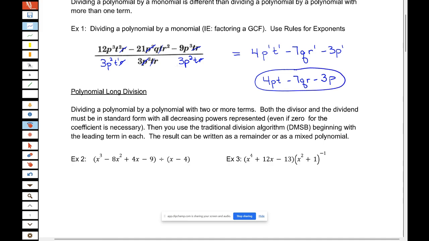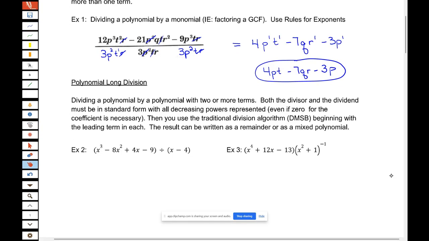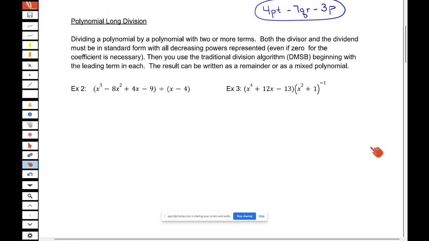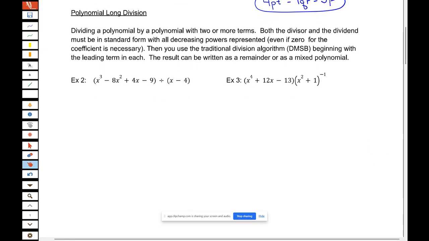All right, but next, the real goal of this lesson is to get into polynomial long division. When we divide a polynomial by another polynomial with two or more terms, both the divisor and the dividend must be in standard form with all decreasing powers represented. So if there's a coefficient missing and a power missing, we will insert a 0. When you use the traditional division algorithm, divide, multiply, subtract, and bring down, beginning with the leading term in each. The result can be written as a remainder or as a mixed polynomial, and I will show you what that means when we get to it.